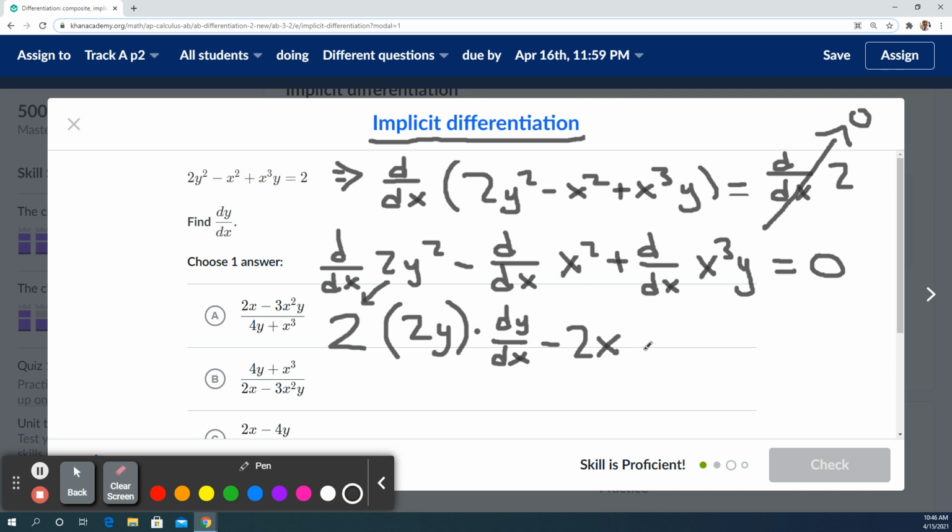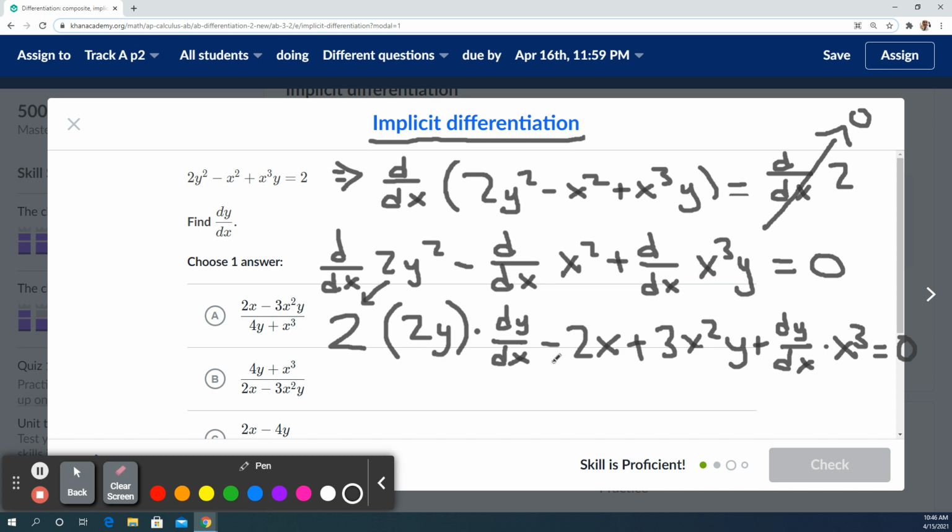And then on this last one is our product rule. So the derivative of the first times the second. The derivative of the first is 3x squared times the second, plus the derivative of the second, which would be dy/dx, times the first. All this is equal to 0. All right.